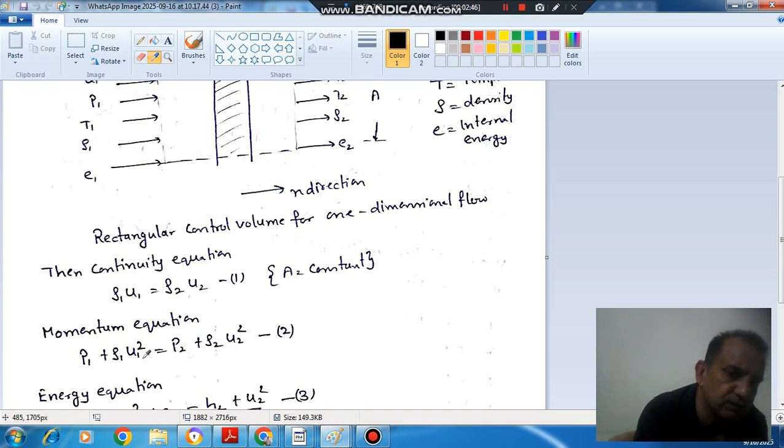A1 and a2 are constant, so it can be cancelled out. So momentum equation will be P1 plus rho1 u1 square is equal to P2 plus rho2 u2 square. This is your momentum equation.